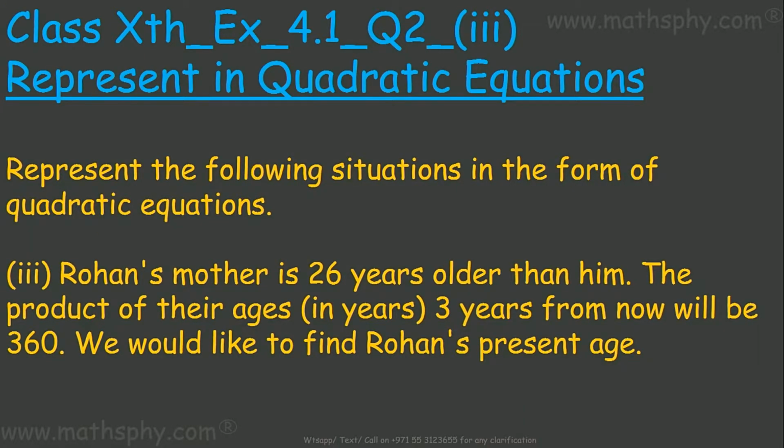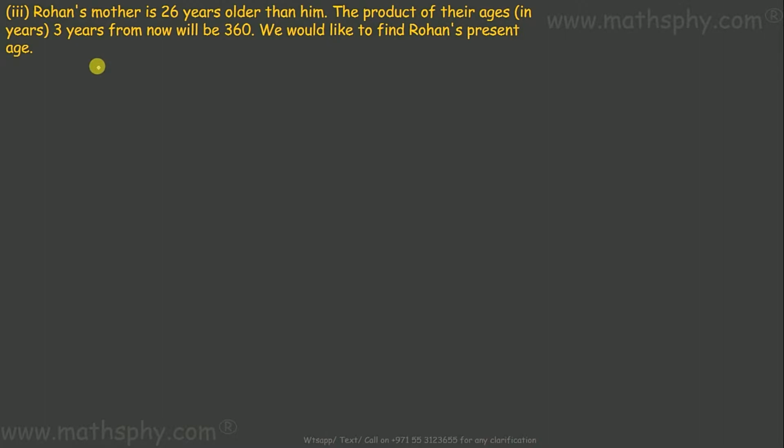This question here, it says Rohan's mother is 26 years older than him. The product of their ages in years 3 years from now will be 360. We would like to find Rohan's present age. Okay, we have to put this problem into quadratic equations. We do not need to solve this problem. Suppose we take Rohan's age as x. I'll write Rohan's age is, say, x years.